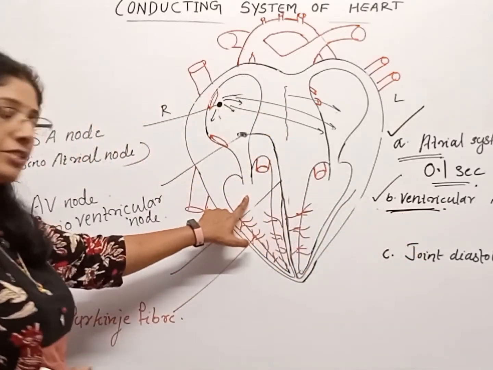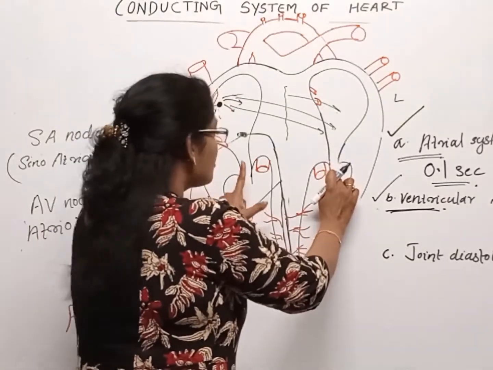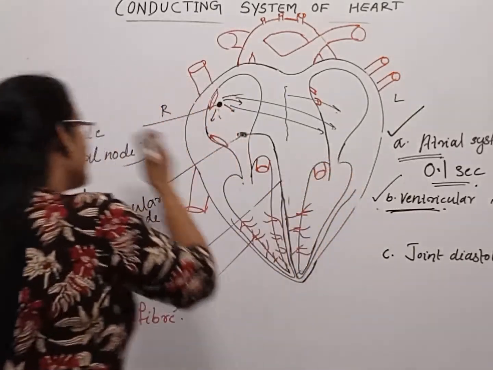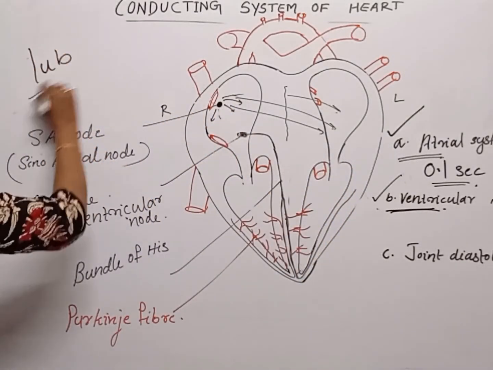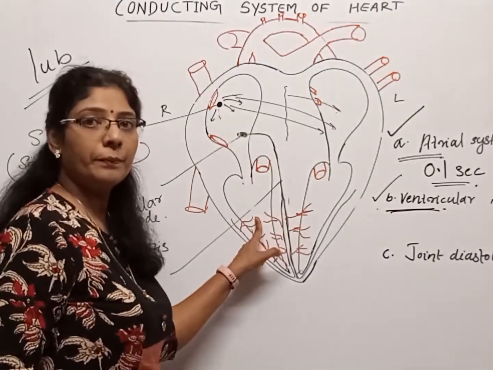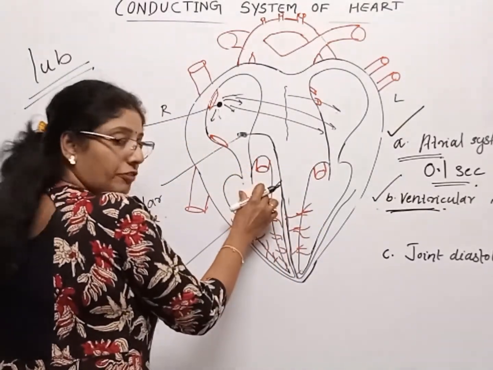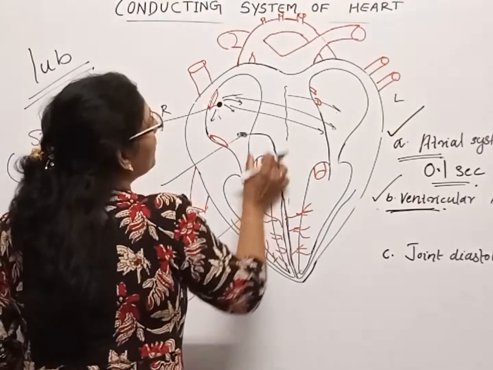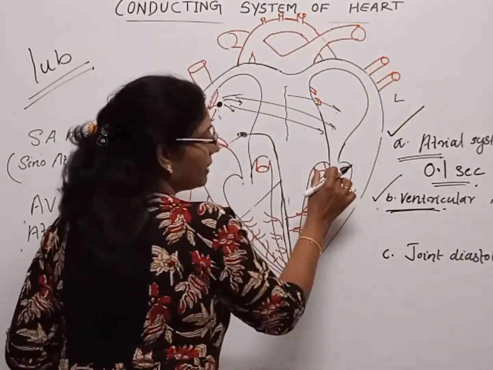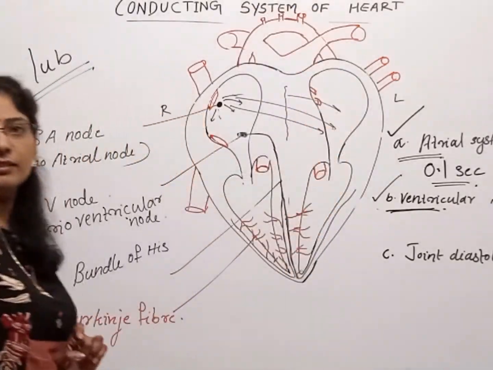During ventricular systole, we already studied two valves are there, tricuspid valve and bicuspid valve. They will close and a lub sound is heard. And during this, the deoxygenated blood from the right ventricle is pumped into the pulmonary trunk, and the oxygenated blood from the left ventricle is pumped into the systemic aorta.